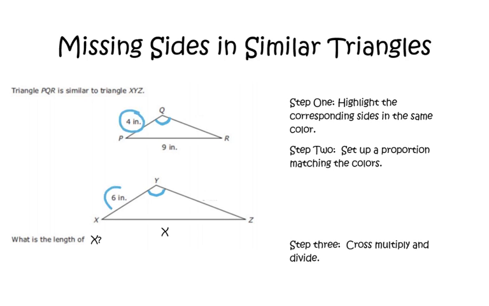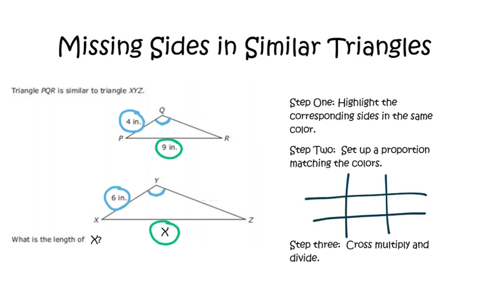So this side here and this side here are the same. And then this side here and this side here are going to be the same. So step 2 is to set up a proportion matching the colors. And so we do tic-tac-toe for proportions.